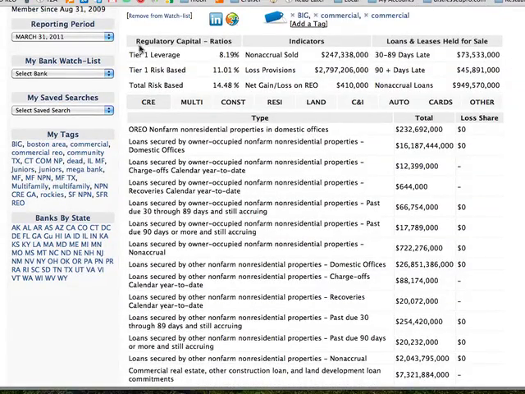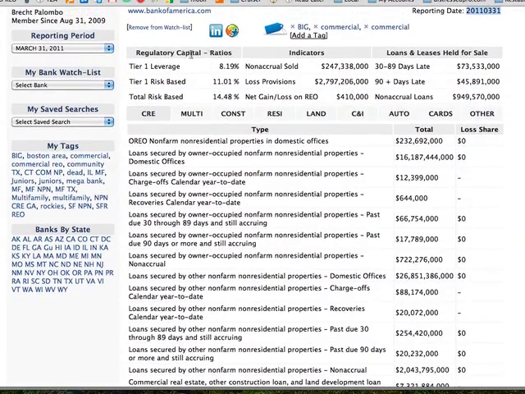Okay, right here, regulatory capital ratios. It sounds complicated. There's Tier 1 leverage ratio, Tier 1 risk-based, and total risk-based. We don't need to know much about this except that Tier 1 risk-based and total risk-based, there are minimums as laid out by the FDIC that banks should have. They should have a minimum Tier 1 ratio of 4% and a total risk-based ratio of 8%.